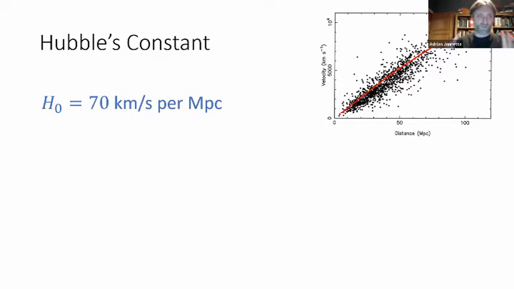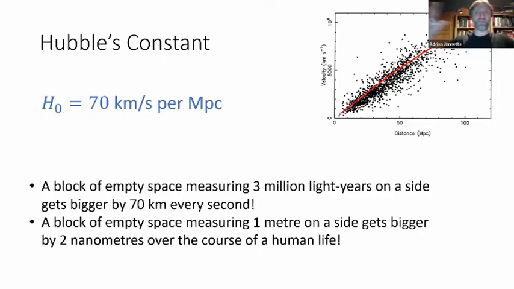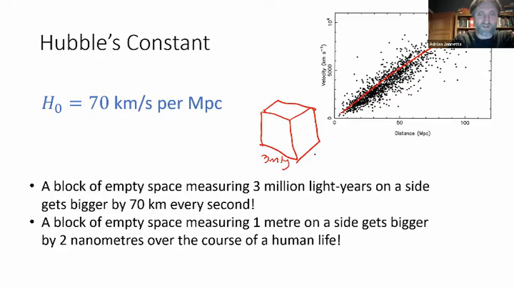So this is how you can visualize the expansion of the universe. Imagine a block of space about the size of the Andromeda Galaxy, so a block of empty space about 3 million light years on a side. I'm literally talking about a cube, like that. A megaparsec is 3.26 million light years, so think of it as being like 3 million light years on a side.